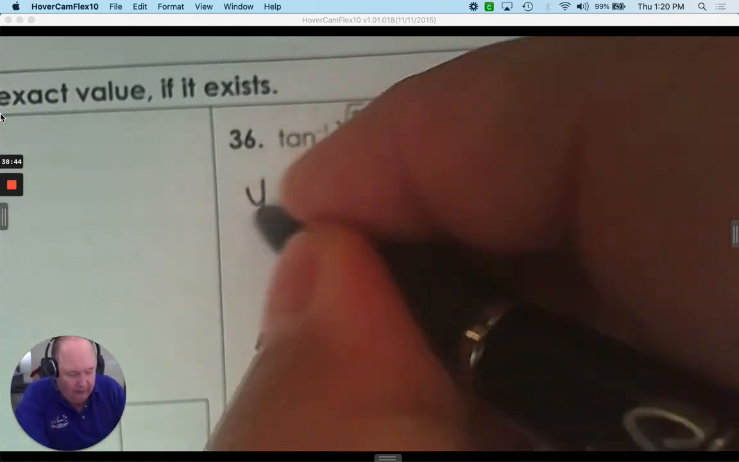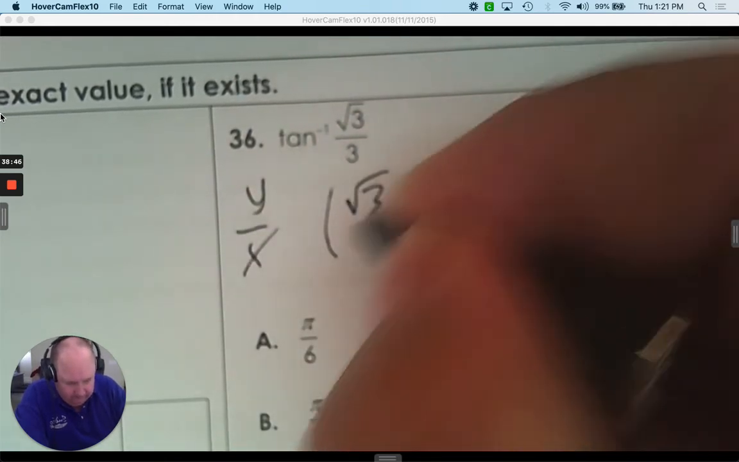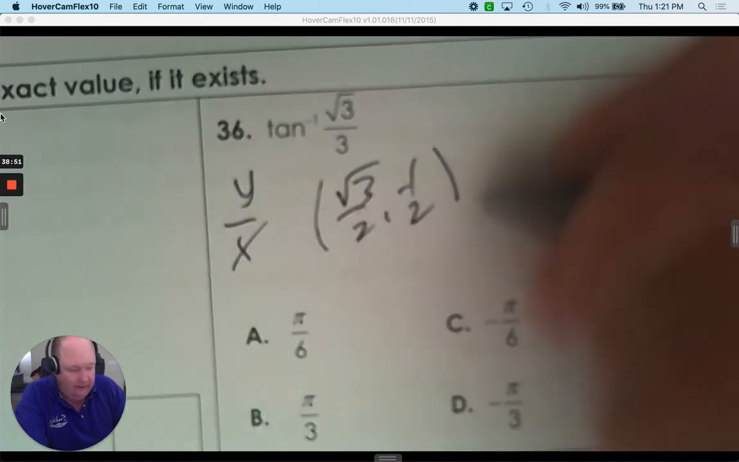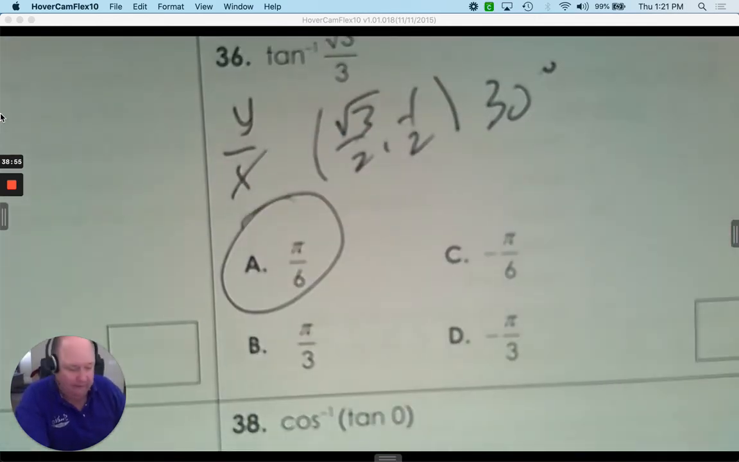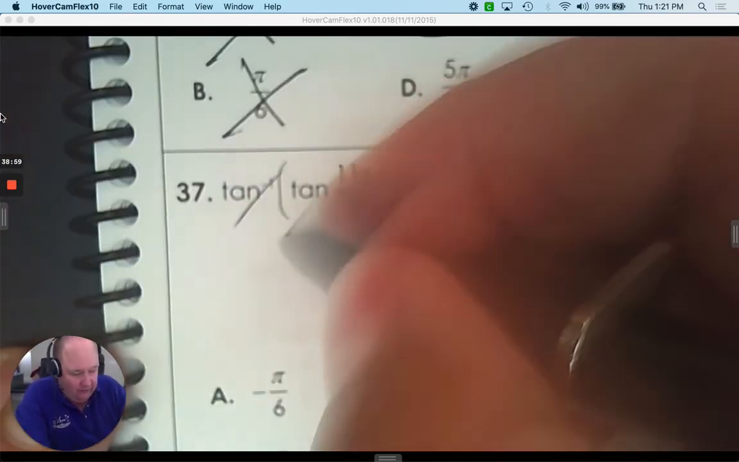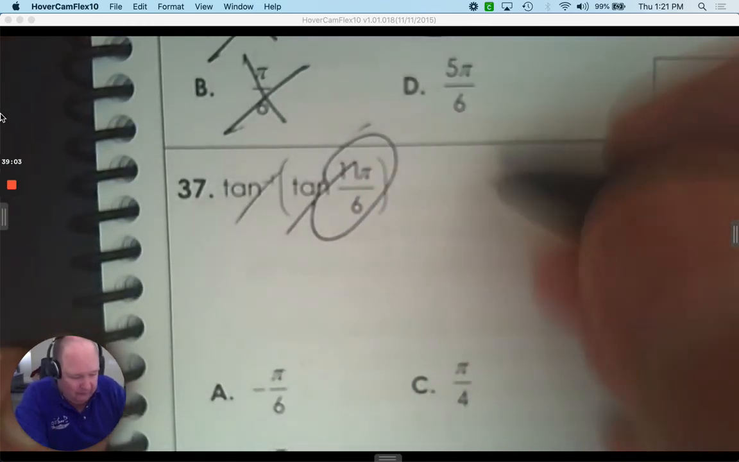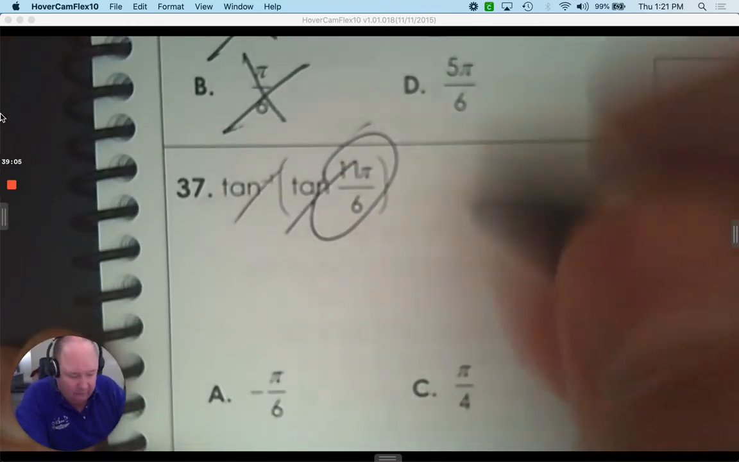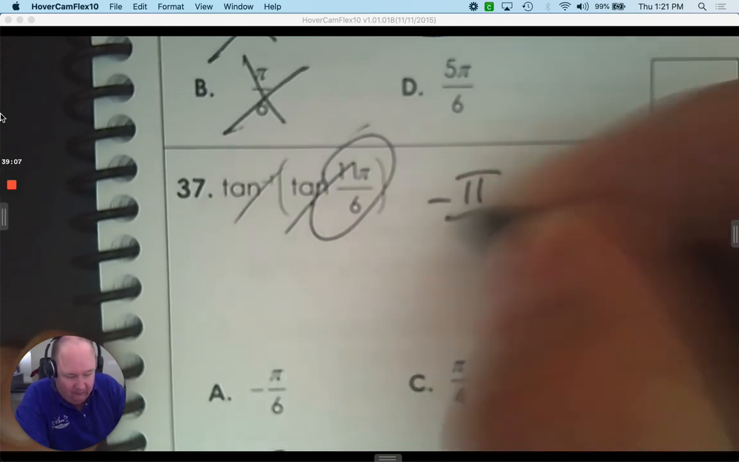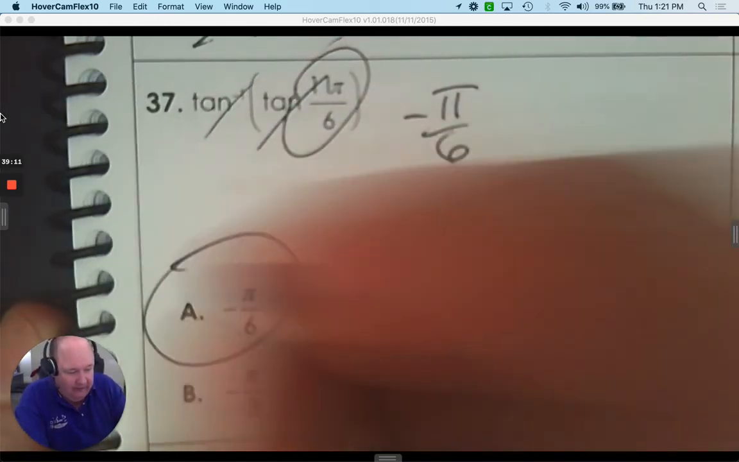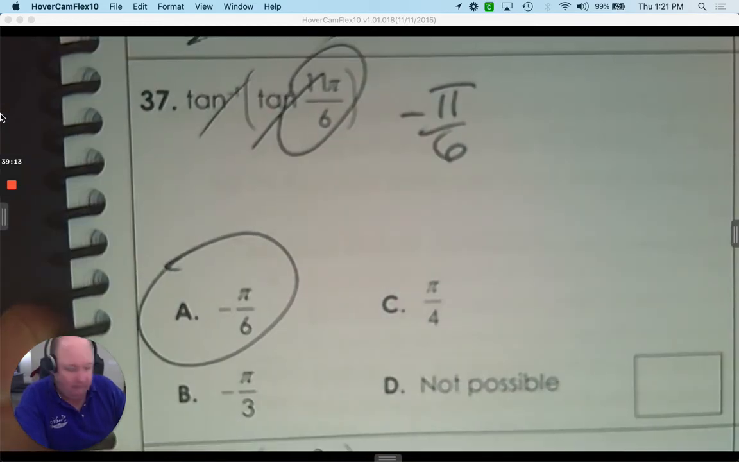So it's y over x. That's going to give me that answer. That's a 30-degree reference angle. So it's pi over 6. Number 37. These undo each other, and they answer, oh, but we need to change the angle to be the correct restriction. So 11 pi over 6. We're going to change that angle to negative 1 pi over 6. They're the same. So that's the A value there, negative 1 pi over 6.